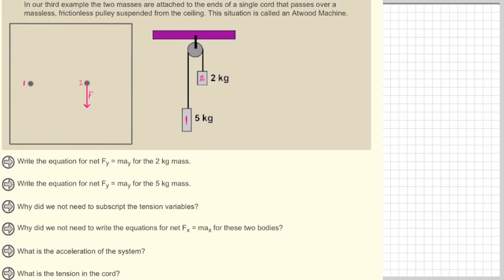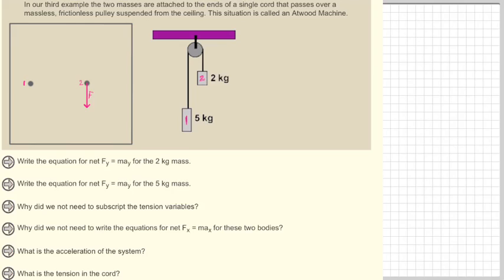In this example, we're looking at an Atwood machine in which there's a mass of 2 kilograms and a mass of 5 kilograms. Now, it's kind of like a balance. If you want it to balance, you need to have equal masses on either side. So if we were to place these masses on there and let them go and hang freely, the 5 kilogram object would move down and the 2 kilogram object would move up.